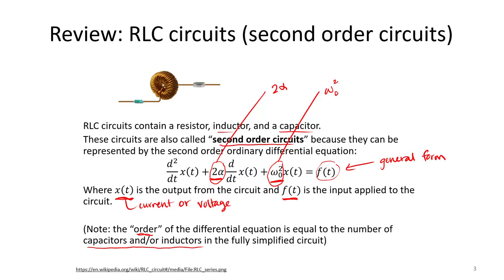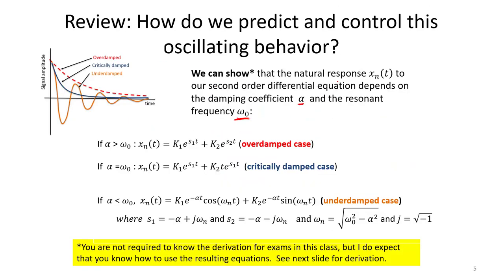So if we look at our differential equation, we can immediately predict which type of behavior our circuit will have. So again, I don't expect you to know how to derive these behaviors for the overdamped, critically damped, and underdamped case, but I do expect that you know how to determine alpha and omega naught, and I expect that you would be able to determine which type of behavior we have based on looking at the differential equation of a given circuit.